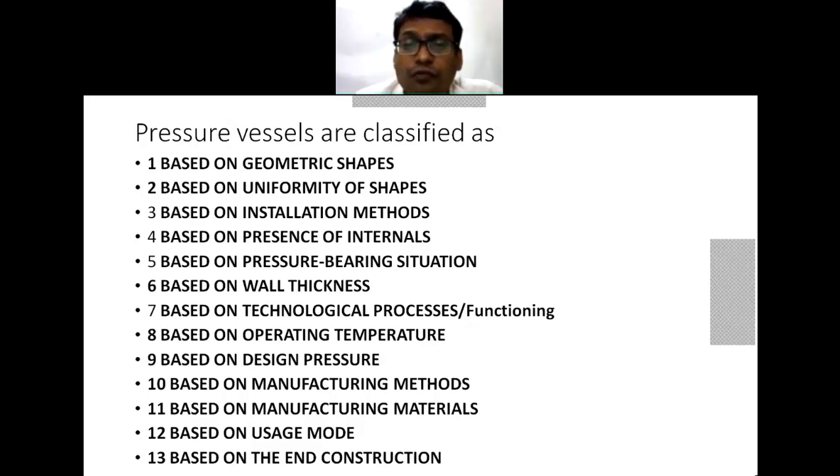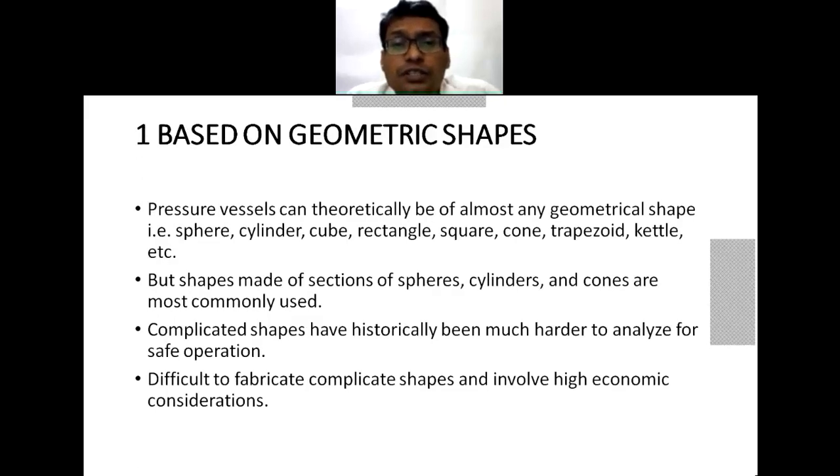So one by one we will go into the details of this classification of vessels based on geometric shape, uniformity, installation method, presence of internals, pressure bearing situation, wall thickness, technological processes or functioning, operating temperature and pressure, manufacturing method, manufacturing material, mode of usage, and end construction. So first is based on geometric shape.